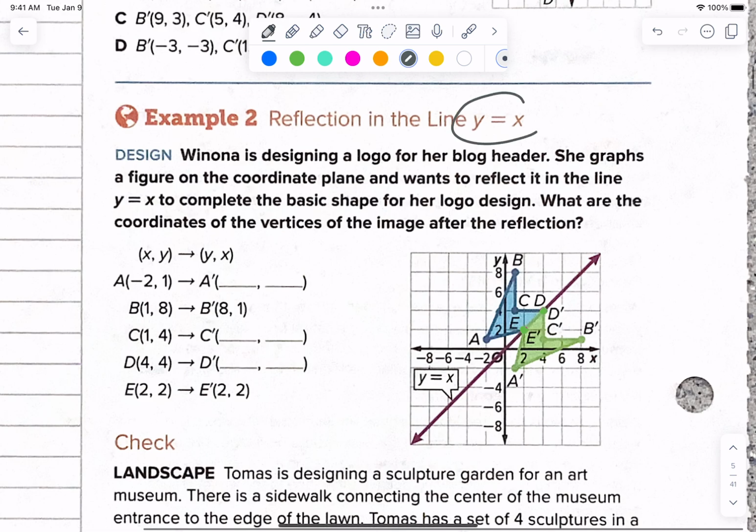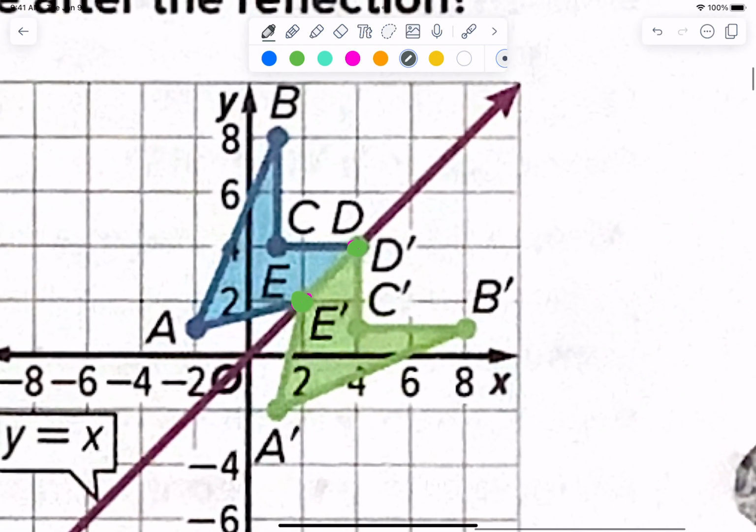We are reflecting on the line y equals x. Winona is designing a logo for her blog header. She designs a figure on the coordinate plane and wants to reflect it across the line y equals x to complete the basic shape. Which one's the original, the green or the blue?